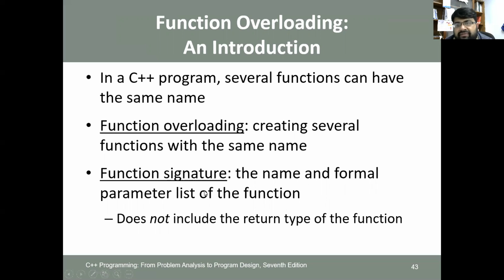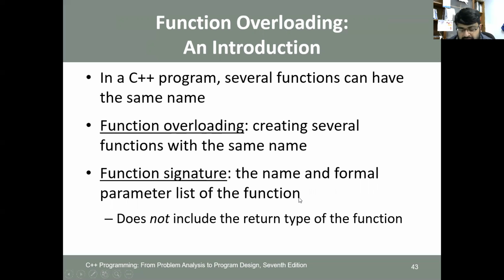In C++, several functions can have the same name. That's one thing. But in case of function overloading, what we do is we create several functions with the same name. However, another important aspect of function overloading is the function signature, the name and formal parameter list of the function. So it does not include the return type. It only includes the name and the formal parameter list of the function. Remember that it does not include the return type of the function.